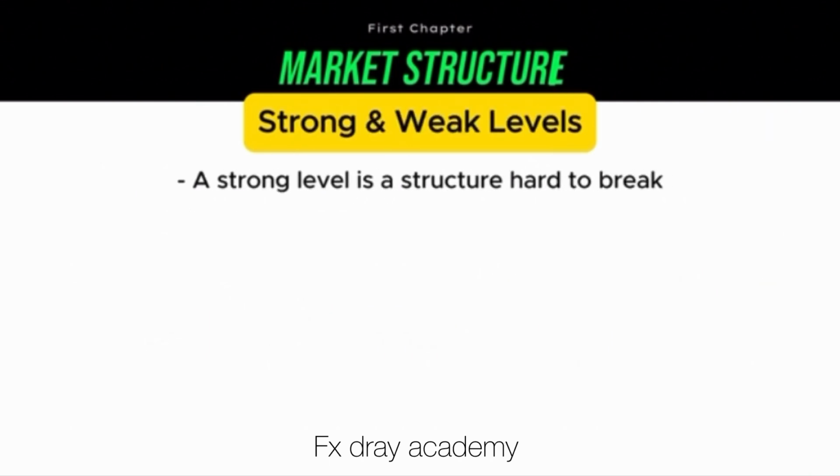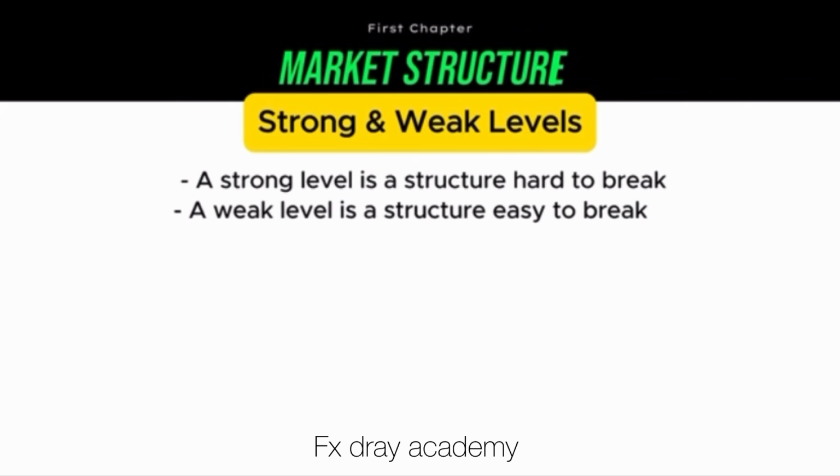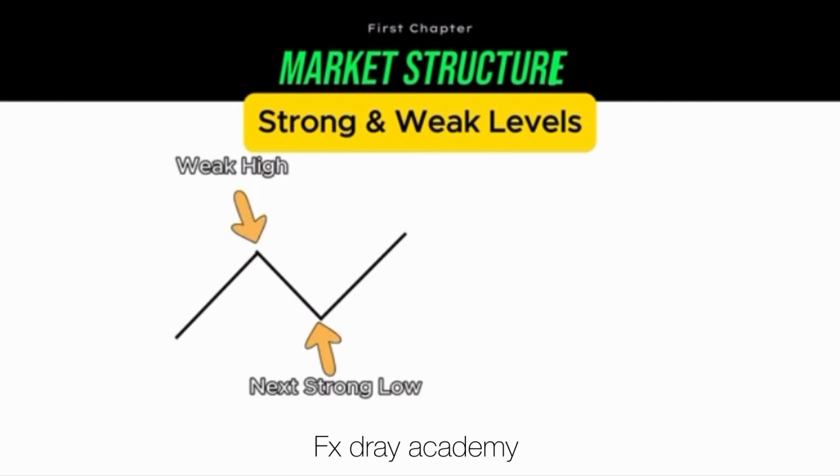Now I'll show you about a weak and a strong high or low. A strong level is a structure where price moves away from before breaking a high. Like you see down here, this particular one is our strong level, because price did not break below it, and the particular high that price broke above, that is our weak level.